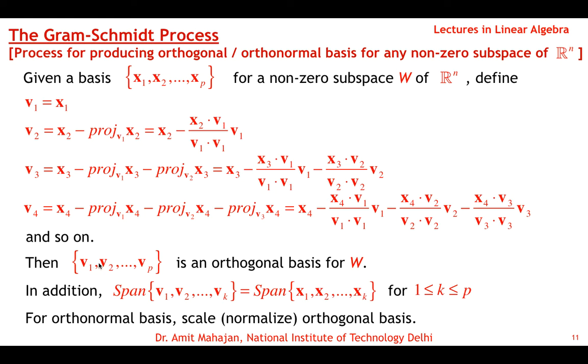This gives us the orthogonal basis. If we need to find the orthonormal basis, then we just need to normalize these vectors. Normalizing these vectors means dividing them by their lengths. So if I calculate v1 divided by the length of v1, v2 divided by the length of v2, and so on up to vp divided by the length of vp, then that set will be an orthonormal basis for W. So we can easily normalize to find the orthonormal basis from here.